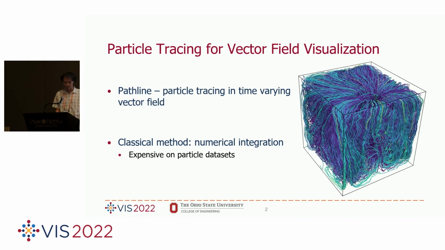Particle tracing is a widely used technique in vector field visualization for its effectiveness in revealing scientific features. And path line, which is a particle trajectory traced in time, is especially important in the analysis of time-varying vector fields. An established method to compute path lines is to use numerical integration, which is widely applied on grid-based vector fields. However, for particle datasets derived from simulations such as smoothed particle hydrodynamics, direct adoption of this traditional method might not be promising.